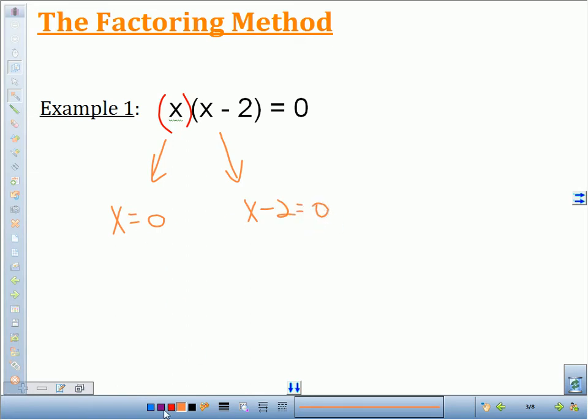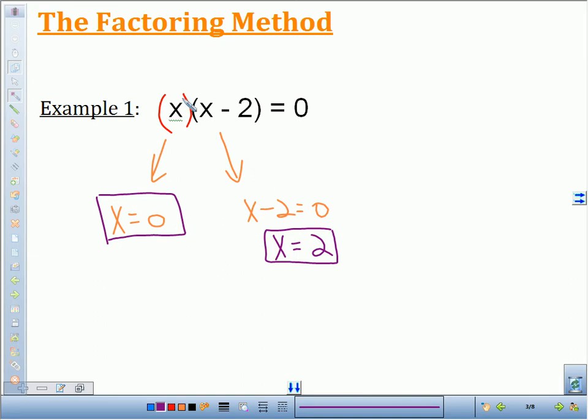Now if x equals 0, that's pretty straightforward. x equals 0, that's one of our solutions. Remember, a solution to a quadratic equation is usually written as x equals a number, because that's where it crosses the x-axis. That's the x-intercept. So one of the places where it crosses the x-axis is at x equals 0. On the other side, I have x minus 2 equals 0. That means that x equals 2, because we could add 2 to both sides and we get x equals 2. So our other answer is x equals 2.